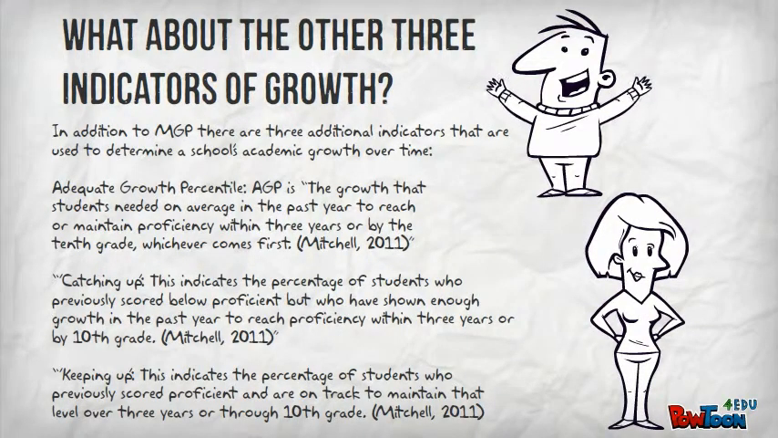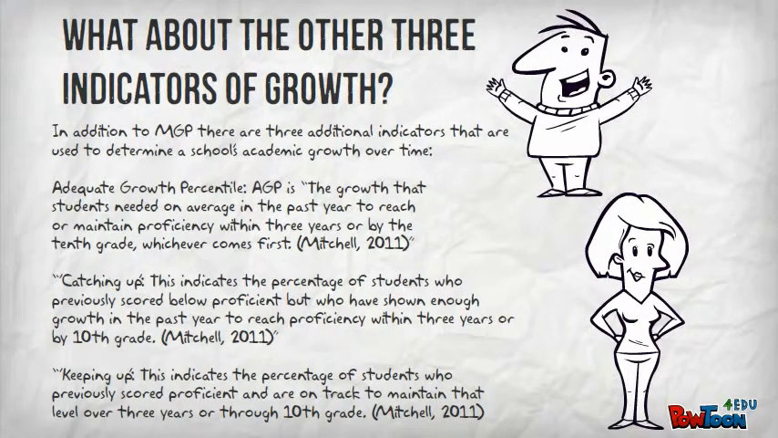You're right. There are 3 other indicators of academic growth that are used in addition to the MGP to determine a school's academic growth over time. Adequate growth percentile, or AGP, catching up, and finally keeping up. AGP is the growth that students needed on average in the past year to reach or maintain proficiency within 3 years, or by the 10th grade. With the AGP indicator, lower is better because it generally means that the school has better historical testing scores.